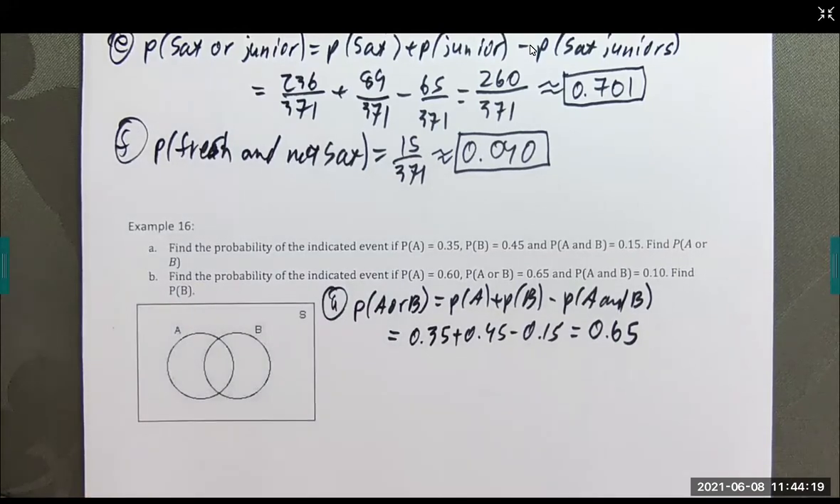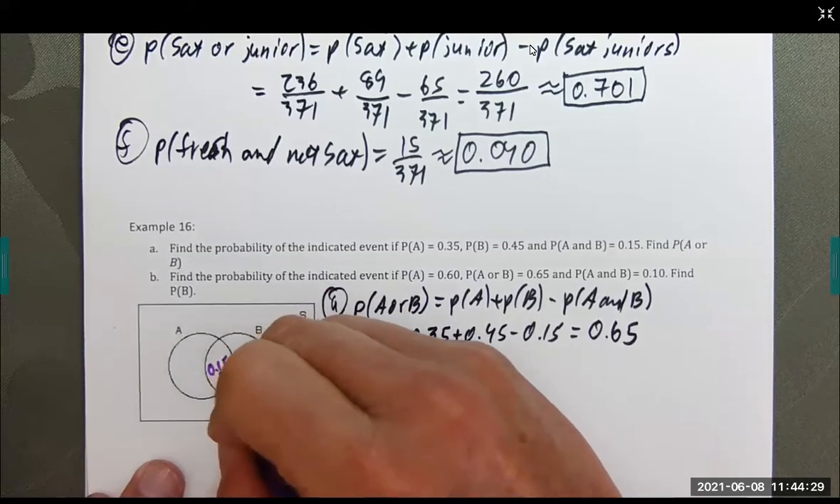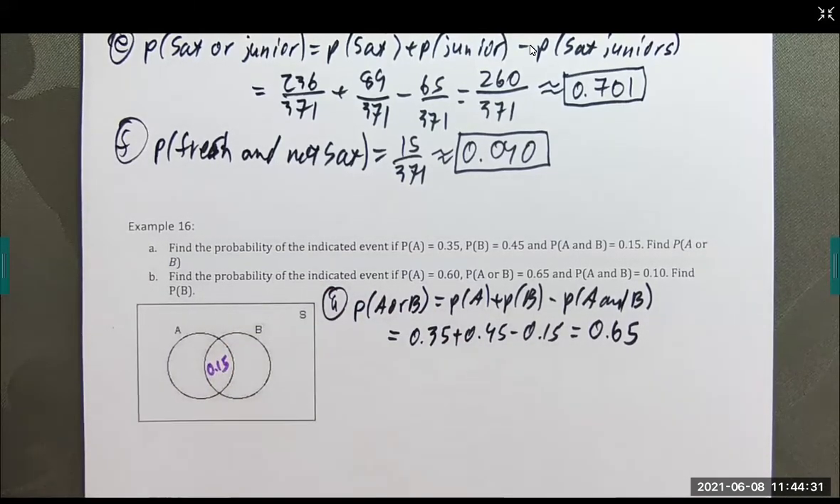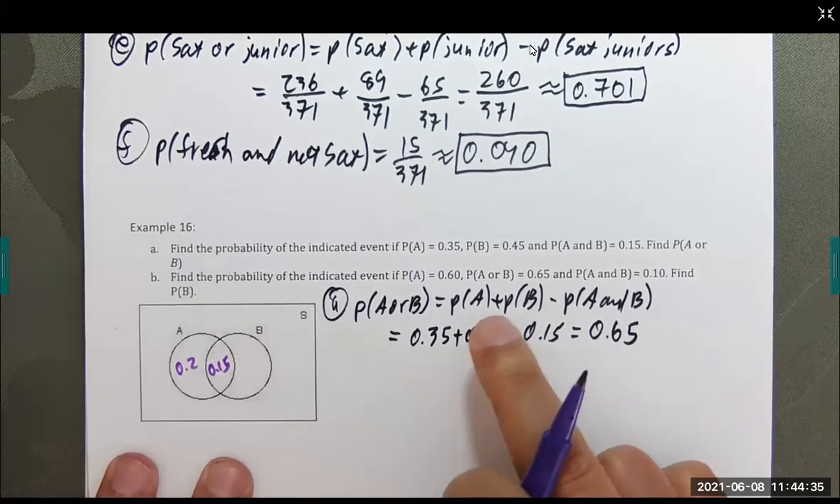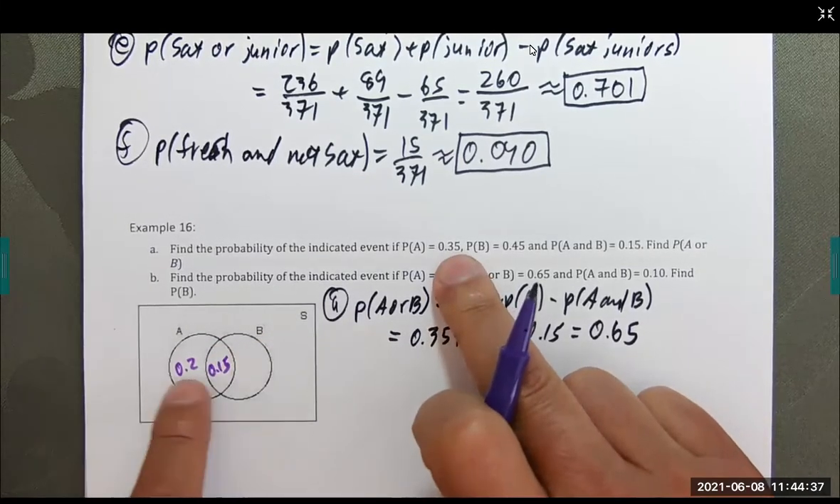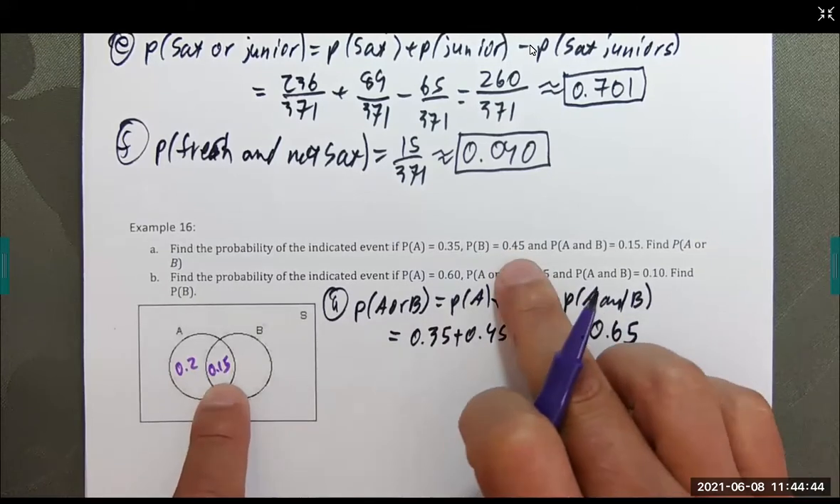And I want to point out, if we were to label this in the middle here, we would have 0.15. And here we would have 0.2 because P of A is 0.35. And so when I add those two up, I got to get A. So I actually subtracted 0.15 from that to get the 0.2. I'm going to have to subtract that from here as well to get the 0.3.